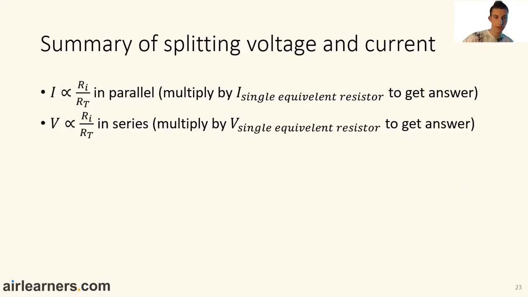As a quick reminder and summary, our current in parallel is proportional to your individual resistor over the total effective resistance in parallel, and then you multiply that by the current of your single equivalent resistor, or you could have done I_T. I could have simplified that expression a bit, and the same but in series is true for voltage. So those 2 things you may wish to write down.